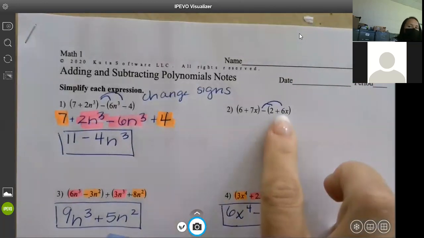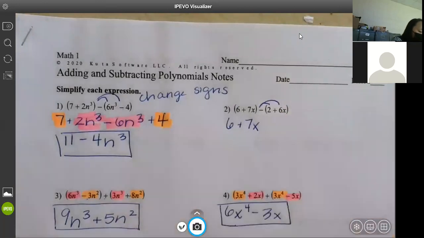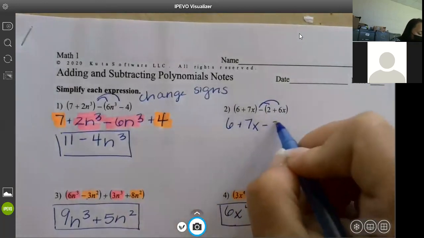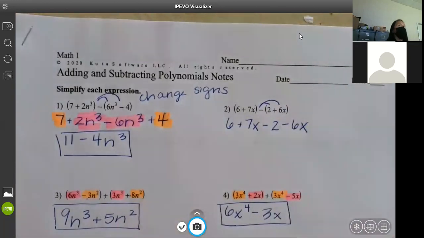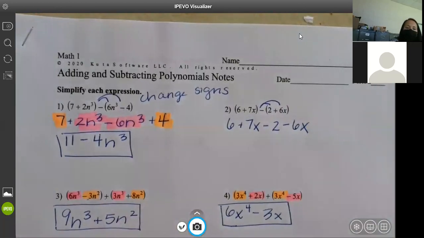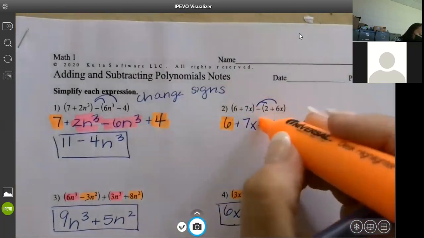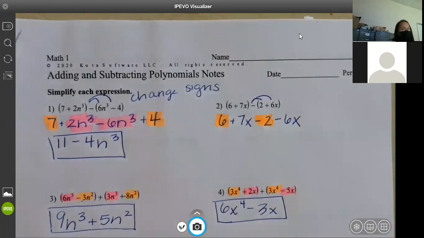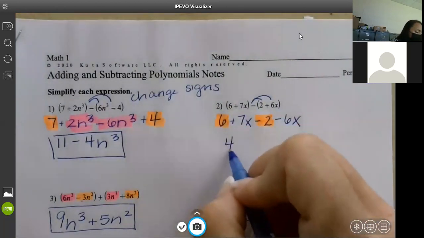So we're going to change the signs of this parenthesis. We're going to leave the front one alone. Instead of a +2, we're going to have a -2. Instead of a +6x, we're going to have a -6x. So again, just change the signs. We have just a plain 6 and a plain -2. 6 minus 2 is 4.